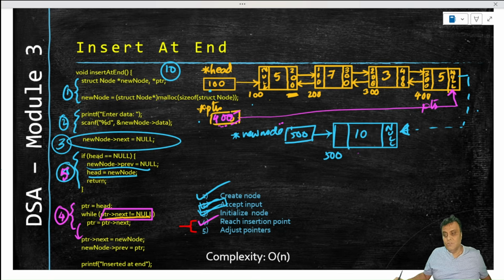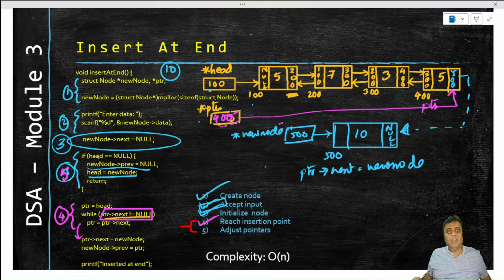And what else do we need to do? By the way, how do we do that? If we have to change this to 500, how do we do that? We already are at pointer. So we can say that pointer arrow next is equal to whatever is my new node. New node is pointing to 500. So that way, this becomes equal to 500.